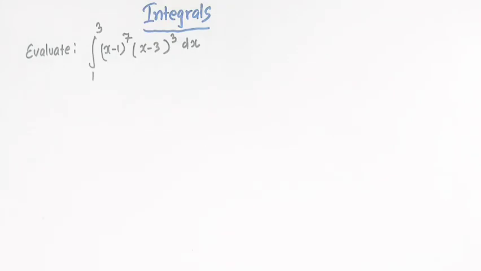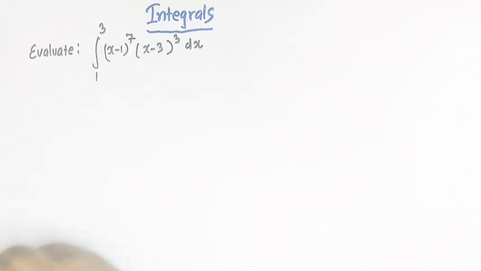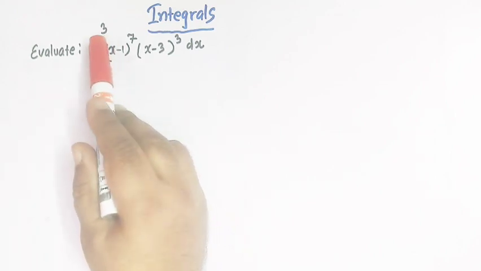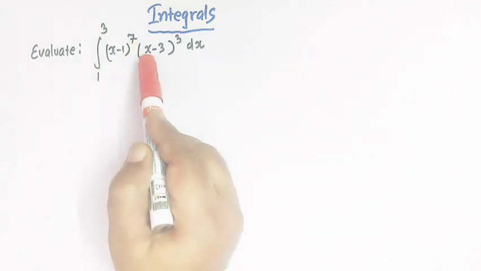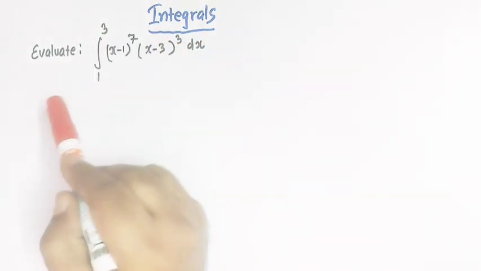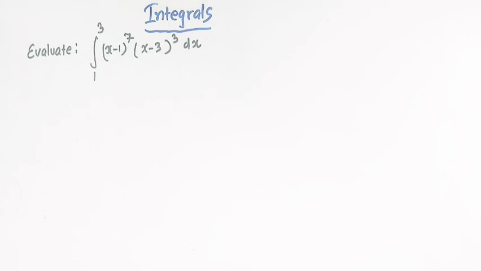Hello viewers, in today's class we are going to discuss yet another important and very conceptual problem from integrals. In this lecture we'll solve this important integral using the concept of beta gamma functions. So let us start and evaluate this integral from 1 to 3, (x minus 1) raised to 7, (x minus 3) raised to 3. We'll see how we can use the substitution method to reduce this integral into the gamma function.